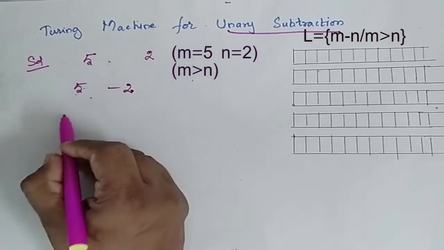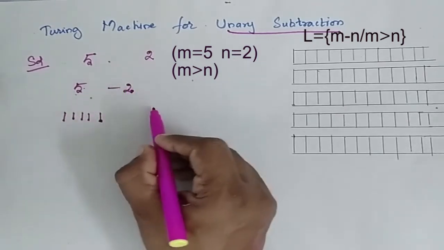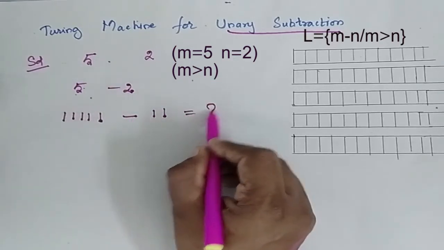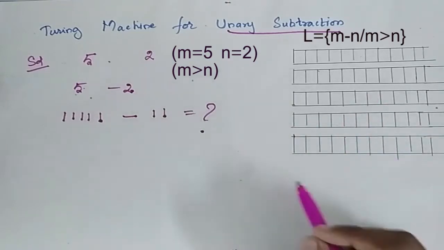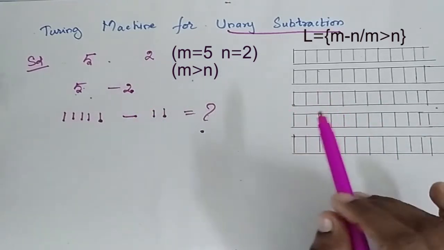The unary equivalent of 5 is 1, 2, 3, 4, 5. The unary equivalent of 2 is 1, 2. We are going to subtract and find what the answer is. For unary subtraction, we are going to design a Turing machine.